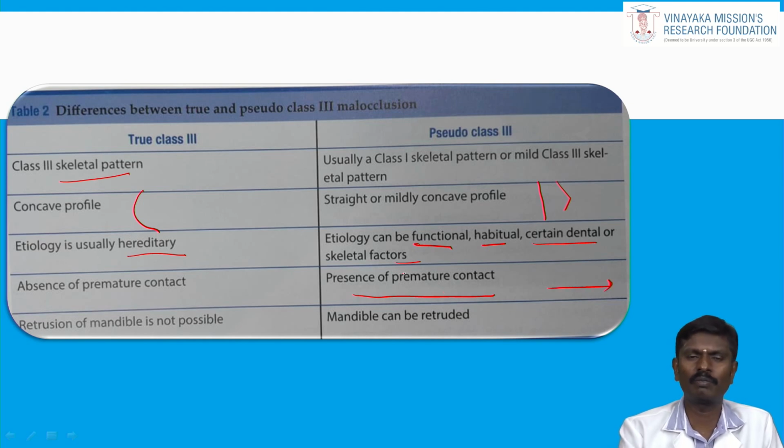So if you relieve that premature contact, the patient can take back the mandible and place it in a normal occlusion. In true class 3, the retrusion of the mandible is not possible. Even if you push the mandible, the patient can't take it back. But in pseudo class 3, if you push the mandible backward, the patient can take it back a little bit. With that you can identify whether it's a true or pseudo class 3. And you have to see the cephalometric findings also, whether the patient is truly skeletal class 3 or not.